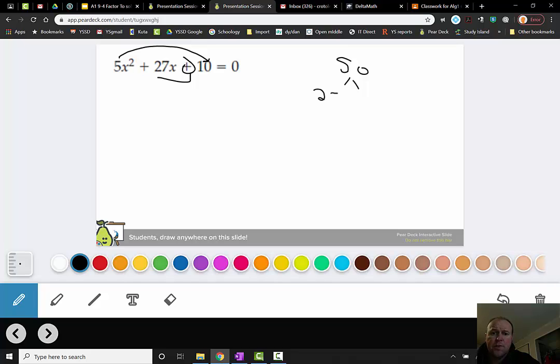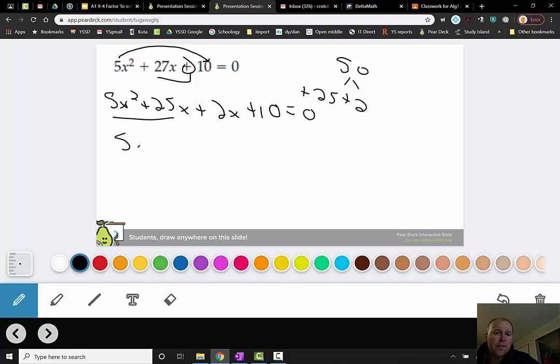So 25 and 2, that'll make 27. Again, both the signs are positive, so plus plus. Drop them in there. 5x squared plus 25x plus 2x plus 10. Alright, so 5x is my GCF. I need x plus 5 in the end, so I need x plus 5 again. That means my GCF for the second half had to be 2, right? 2x divided by x gives me 2. 10 divided by 5 gives me 2.